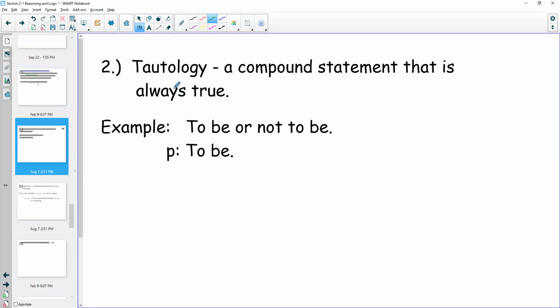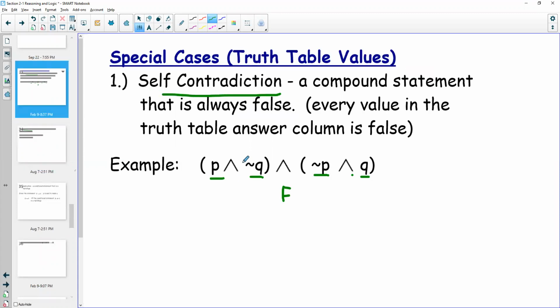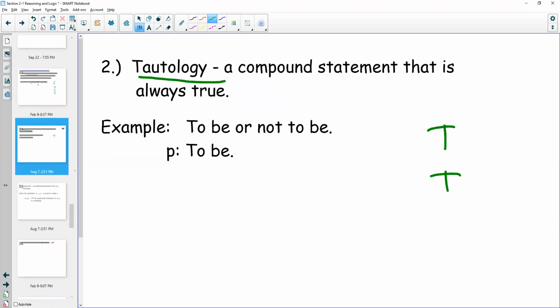A tautology is the other side of the coin. It's something that's always true when it comes out. So when you get to the end of the line in a self-contradiction, you'll get a whole row of falses. When you get to the end of a line in a tautology, everything is true, no matter what. It means no matter how it shakes out, the entirety of what you're doing is true.